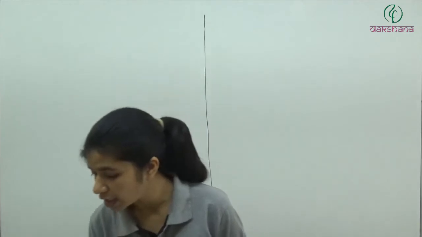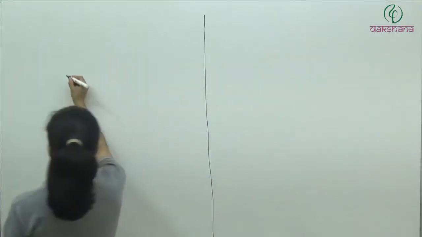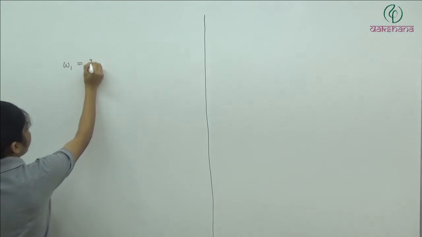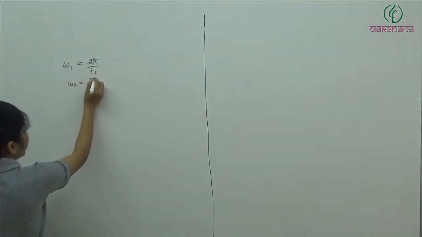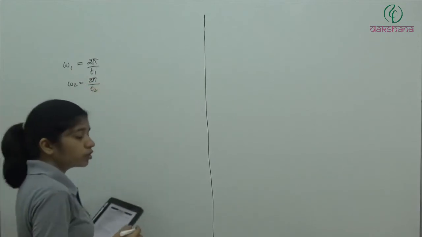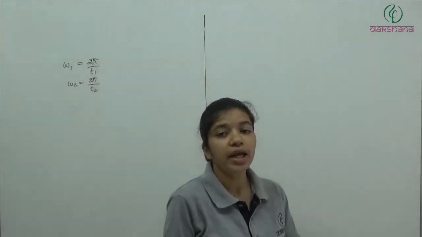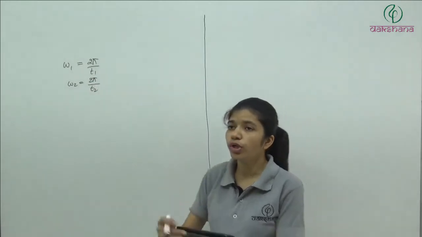So now, what is omega? Omega is 2 pi by T. Omega is 2 pi by T, that is, in how much time the complete circle was completed. So omega 1 will be 2 pi by t1 and omega 2 will be 2 pi by t2. And now we know that both of them are completing the circle in the same time. So t1 is equal to t2.